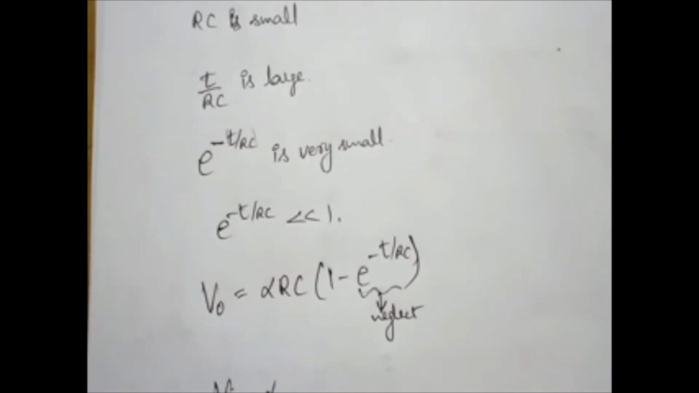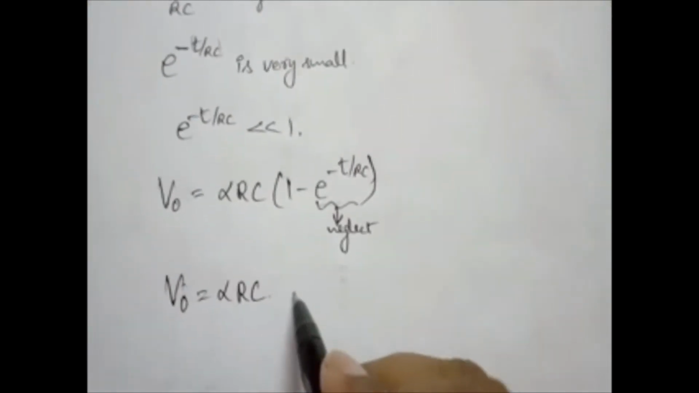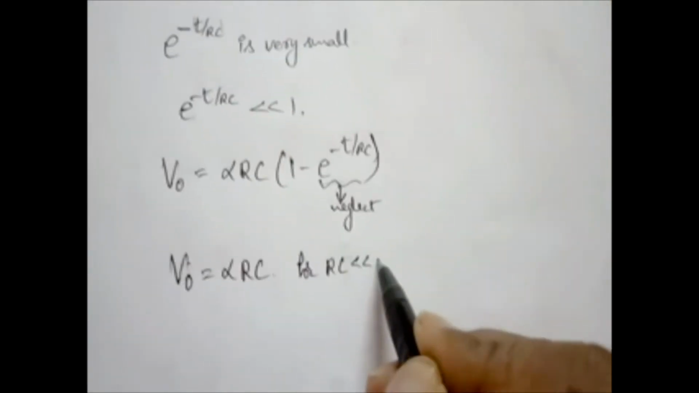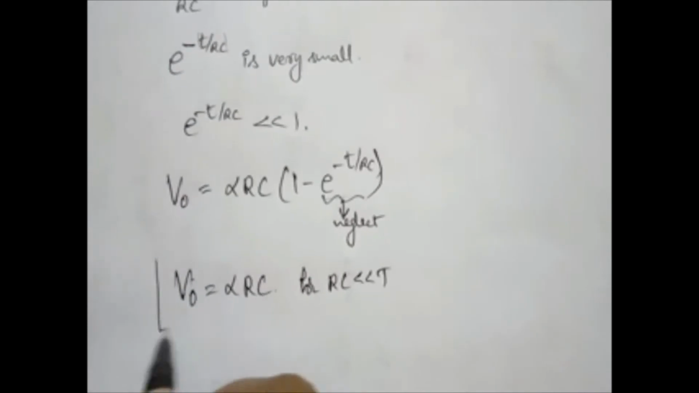Therefore, what we are getting? V0 is equal to alpha RC, for RC much less than T.